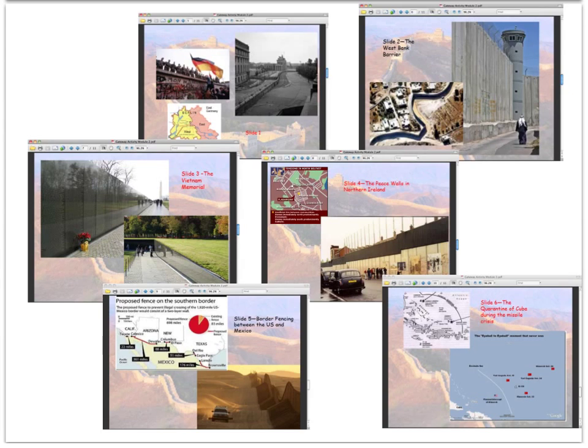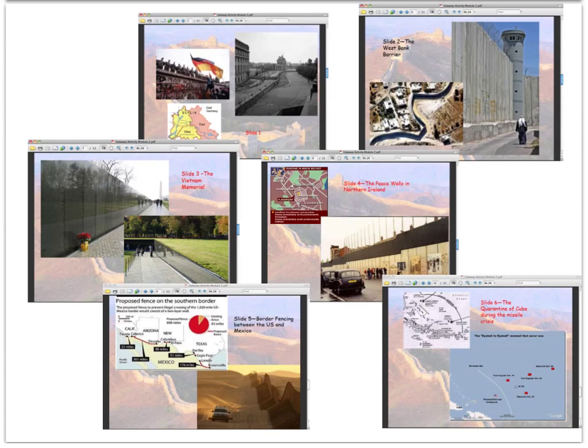So on this slide you see the pictures that the students see. These are pictures that are both in the student academic notebook as well as in the teacher's edition, so that you can see there are different walls around the world: Northern Ireland, Cuba, border fencing between the United States and Mexico, the wall between East and West Germany, and the West Bank barrier. So all of these are significant walls that had to do with the United States in some way.